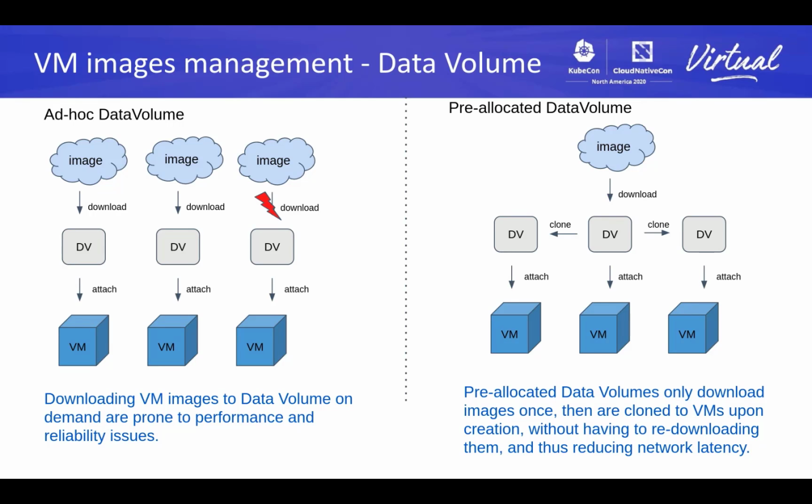Virtual machines images management. Here we can see two diagrams that show two different strategies of data volume usage, ad hoc and pre-allocated data volumes. For now, let's focus on the first one, the ad hoc approach on the left side. As I mentioned in the previous slide, we can download data directly from the internet by changing source from persistent volume claim to HTTP with an appropriate URL. So now considering the scenario where we tie data volume to virtual machine by using data volume template in the spec, it means each time we create a new virtual machine, each time we download the disk.